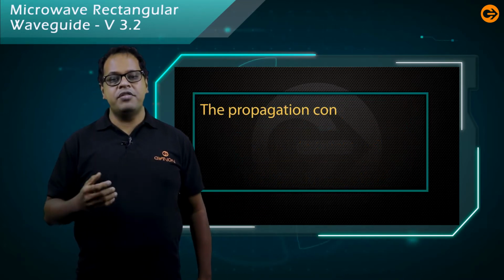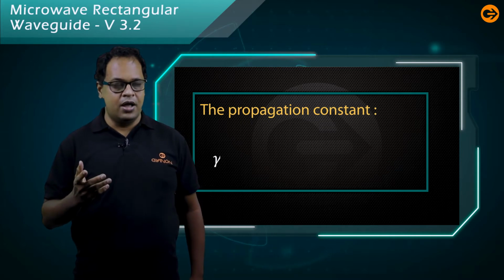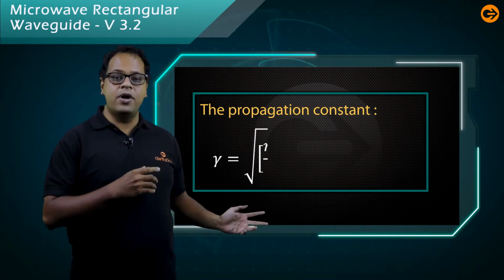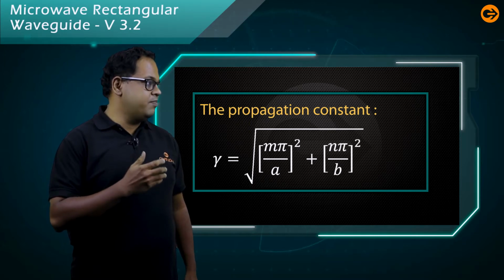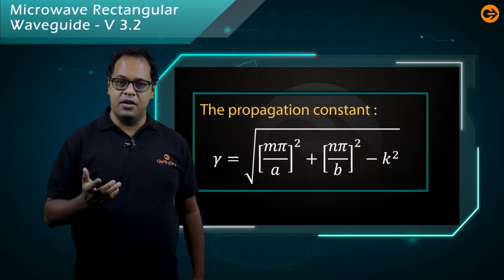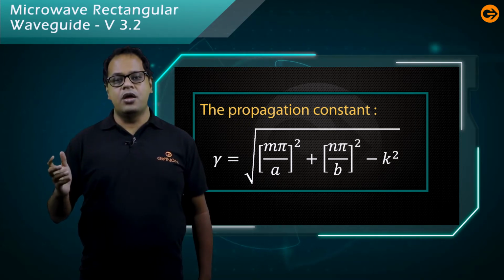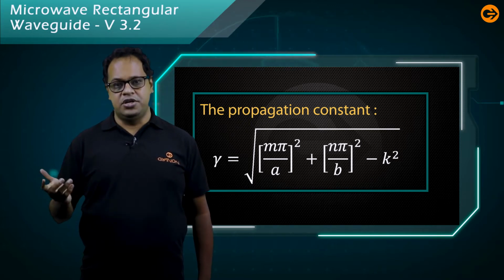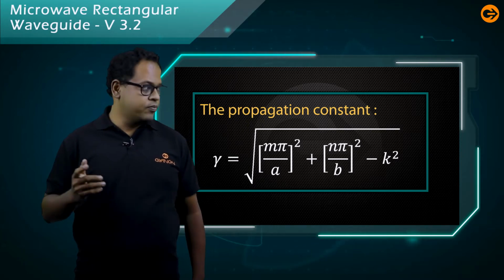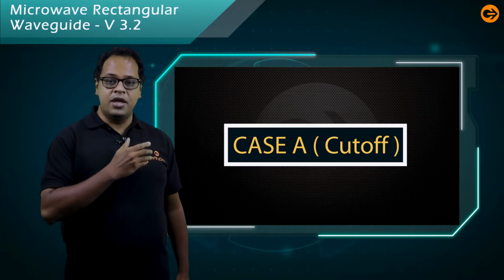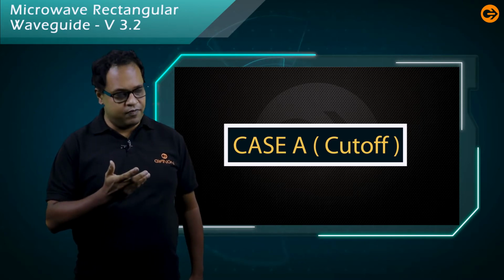Now, let us recap what gamma is. Gamma is root over (m pi by a) square plus (n pi by b) square minus k square. You are already aware of all the terms from our earlier lecture. Let us discuss the modes one by one. First is case A, which is the cutoff mode.